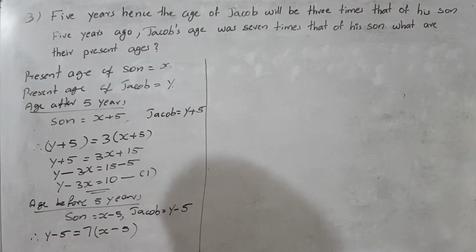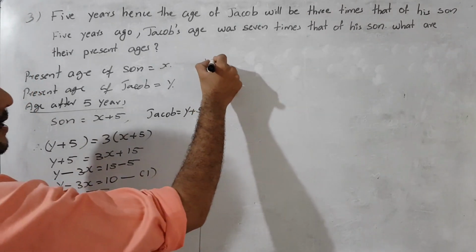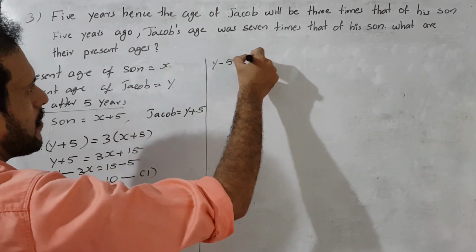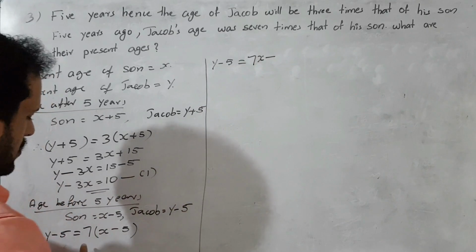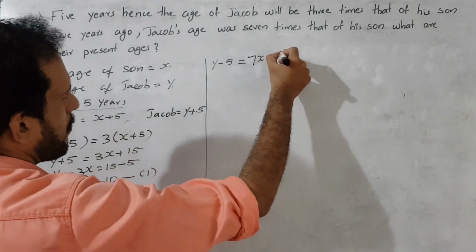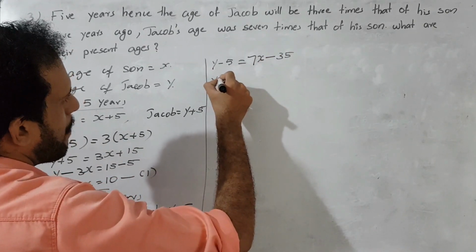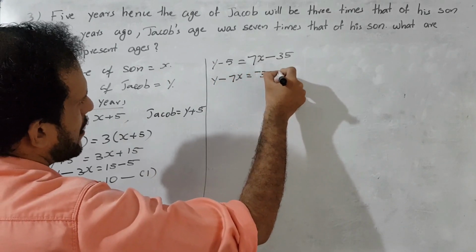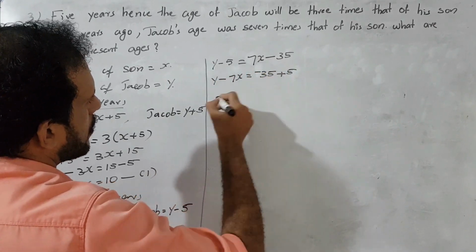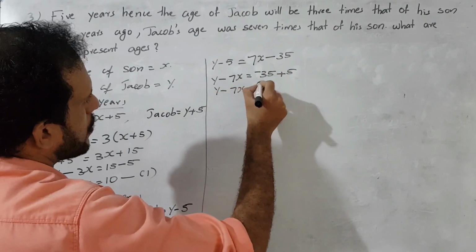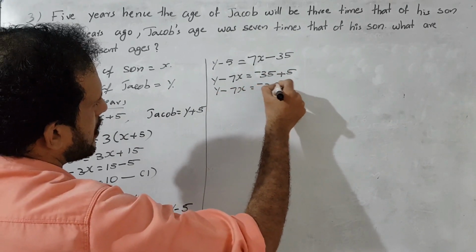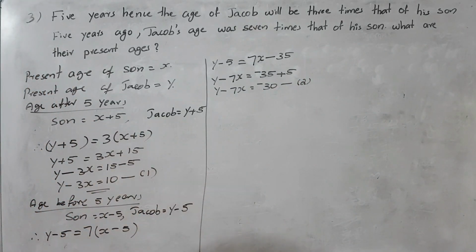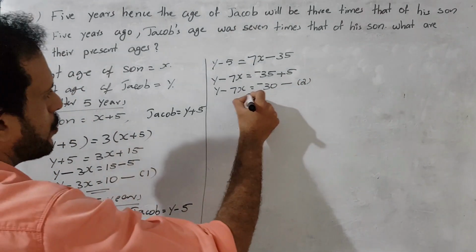So what is next? We expand the bracket again. y minus 5 is equal to 7x minus 7 into 5, that is 35. y minus 7x is equal to minus 35 plus 5. y minus 7x is equal to minus 30. Equation 2. So now we have equation 1 and equation 2.